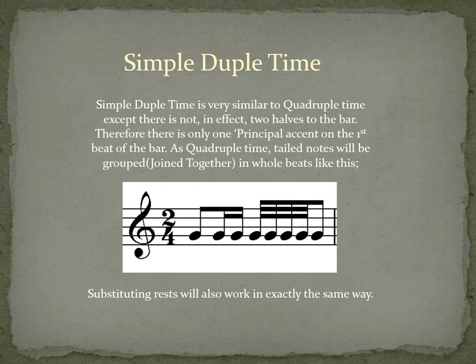So can you see that the first grouping is a half a crotchet plus 2/4 of a crotchet makes one crotchet grouped together. Then we have four demi-semiquavers, which equates to half a crotchet, followed by the second half of the crotchet, the quaver with the one tail, joining together to make the second beat of the bar.